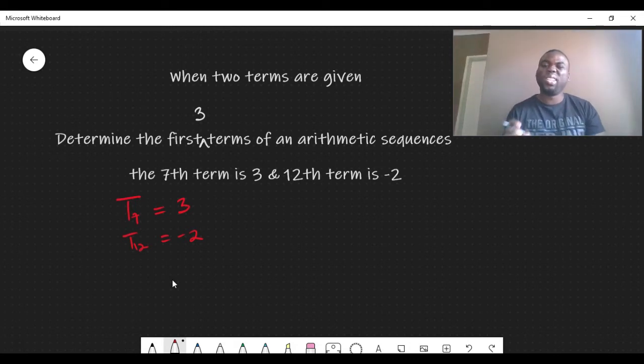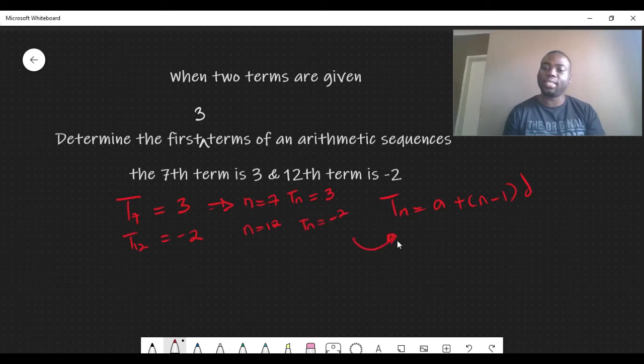That's all. So we need to know a little bit of simultaneous equations for us to be able to answer this question properly. But the core will still be arithmetic sequence. We're still going to use the formula that we have here. We would need to get two equations of what we're working with. And what does that mean? It means that this one here tells us that our n is 7 and our Tn is 3. And this other one here tells us that when n is 12, our Tn is negative 2. So we are going to substitute all that into that equation, both of them, individually.